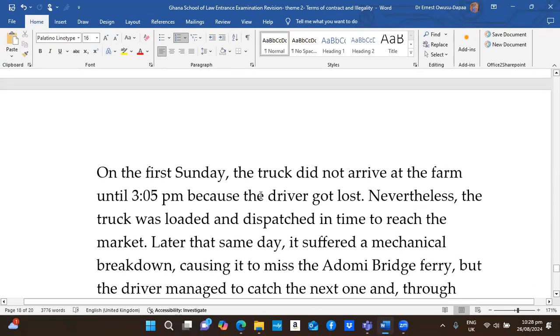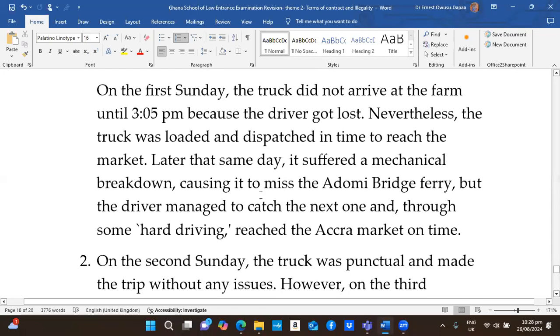On the first Sunday, the truck did not arrive at the farm until 3:05 p.m. because the driver got lost. Nevertheless, the truck was loaded and dispatched in time to reach the market. Later that same day, it suffered a mechanical breakdown, causing it to miss the Adome Bridge ferry, but the driver managed to catch the next one and, through some hard driving, reached the Accra market on time.